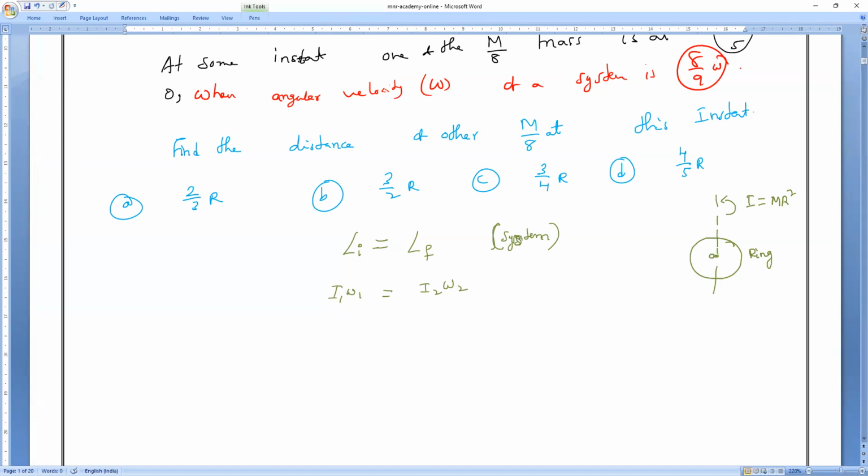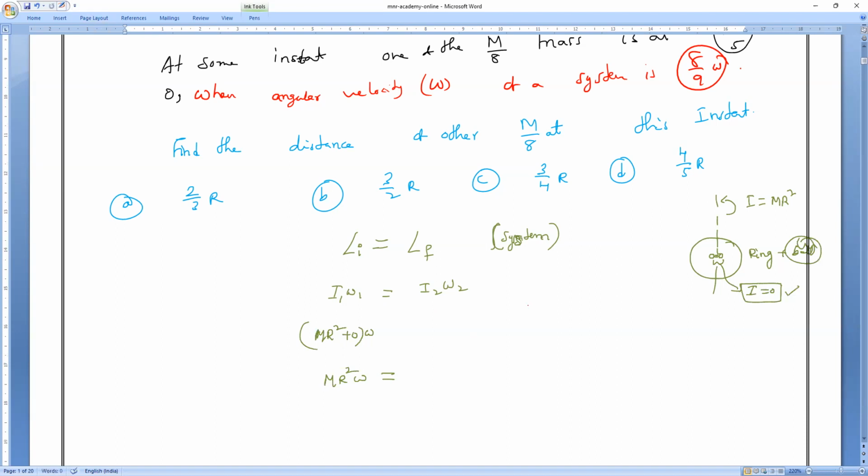So now initially the balls are at the center. What is the momentum of them? It is 0. So the initial momentum is from the ring plus the balls, both masses. The ring is MR square, plus the momentum of the balls is 0 into omega. So which is equal to MR square omega. Any problem? So that is the initial angular momentum.